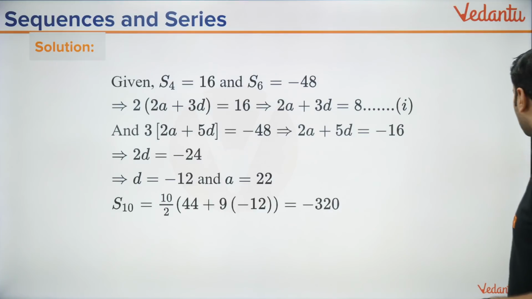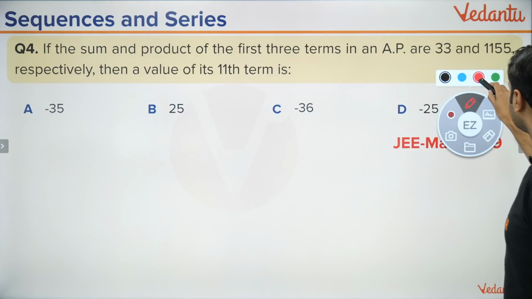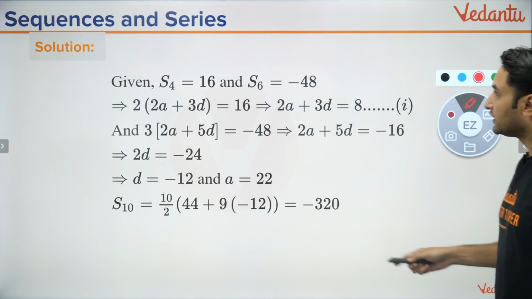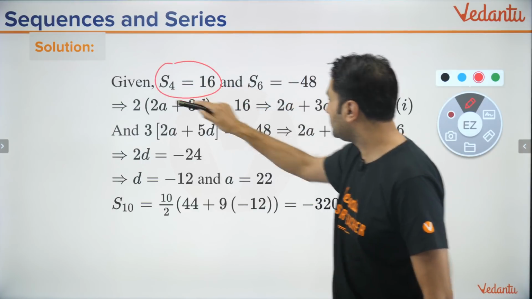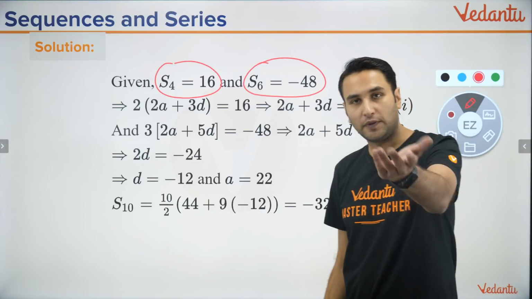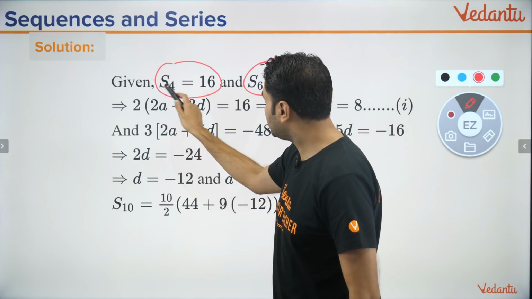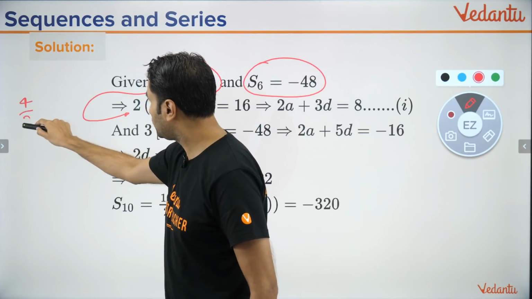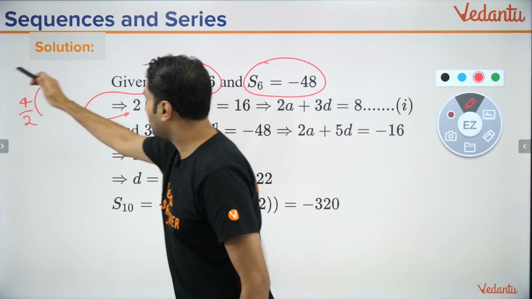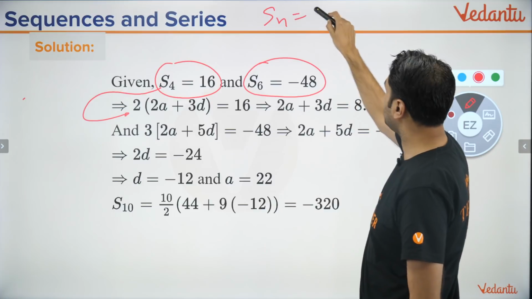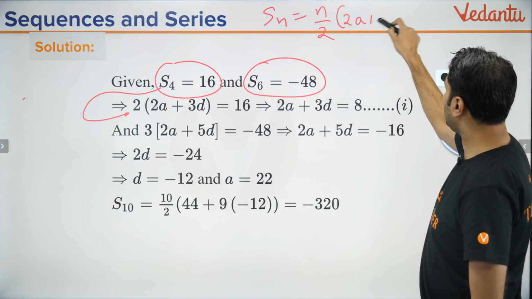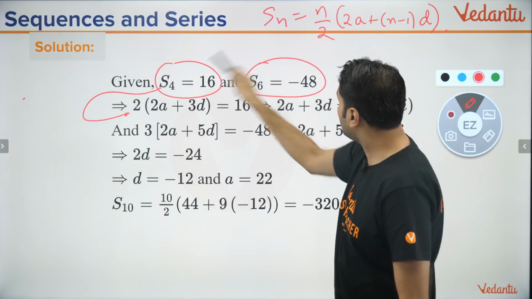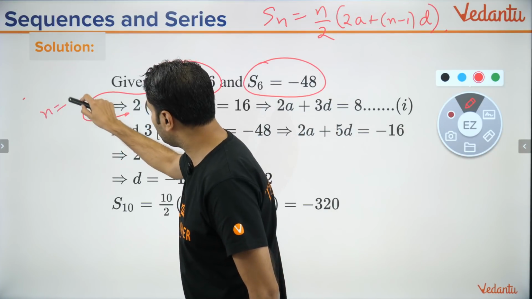In the alternate method, what do you have to do, children? Nothing. It's very simple. Read this and write whatever I say. S4 is 16, S6 is -48. Apply the formula. S4 is number of terms by 2. What is the formula? This is the formula: Sn is equal to n by 2 times (2a plus (n minus 1)d). This is the sum formula. In this put n is equal to 4.